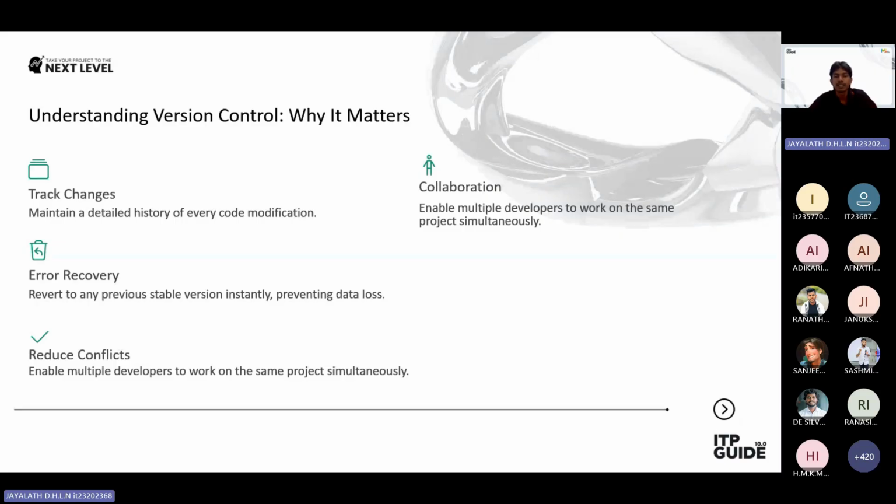If you make a mistake, you don't need to panic. Why? You can go back to a previous version easily. And finally, version control helps reduce conflicts by managing code changes smartly, especially when multiple people are editing the same files. So in short, track changes, work together, fix mistakes, and keep things organized. And that's what version control is all about. Let's move to the next slide.